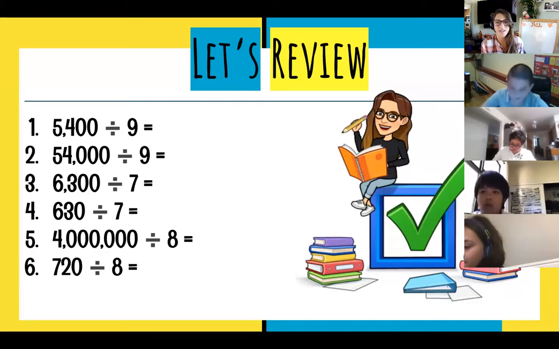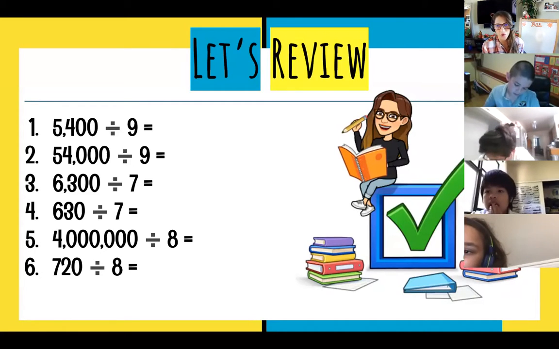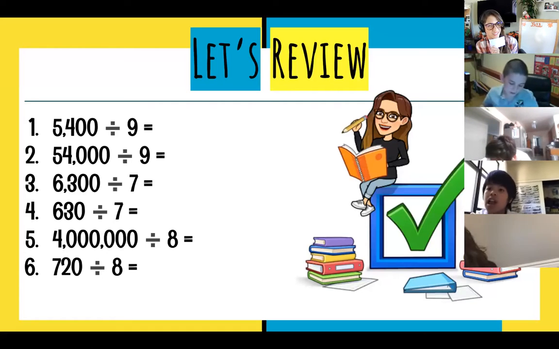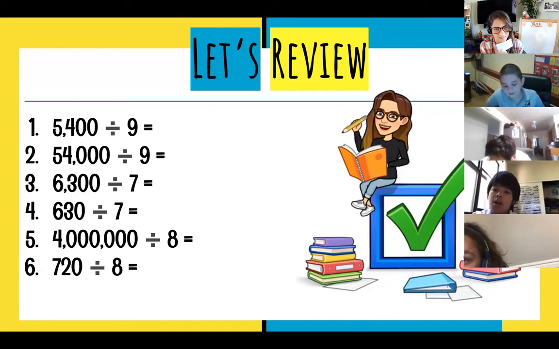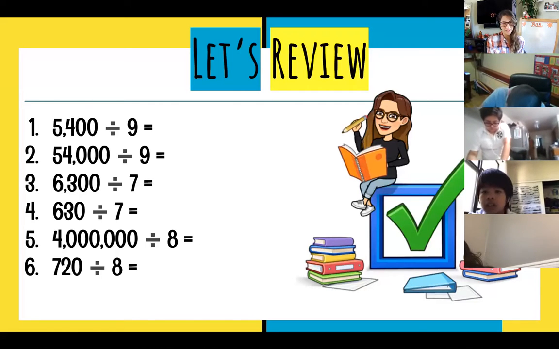So number 1, I've got my first card. Jaden, number 1, 5,400 divided by 9. So your basic facts that you are boxing are? 54 and 9, and then if you divide that would equal 6, add the 2 zeros, and that would be 600 is your quotient. Beautiful, 600.